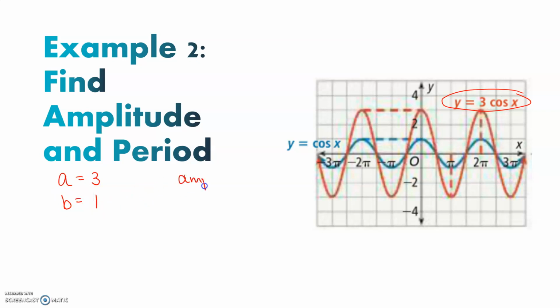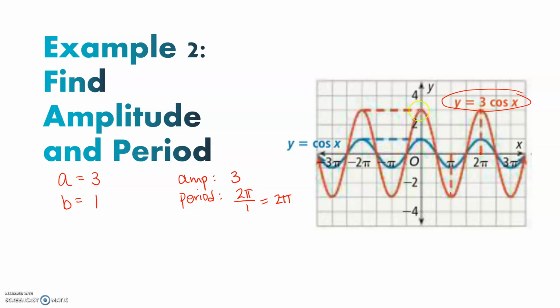If I have that equation, then a is 3 and b is 1. So the amplitude is going to be just a, or absolute value of a, which is 3. And the period is going to be 2 pi divided by 1, which is 2 pi. And so if we look at our graph now that we've figured it out, our amplitude is 3 units. So from the midline up to the maximum is 3 units. From the midline down to the minimum is 3 units.